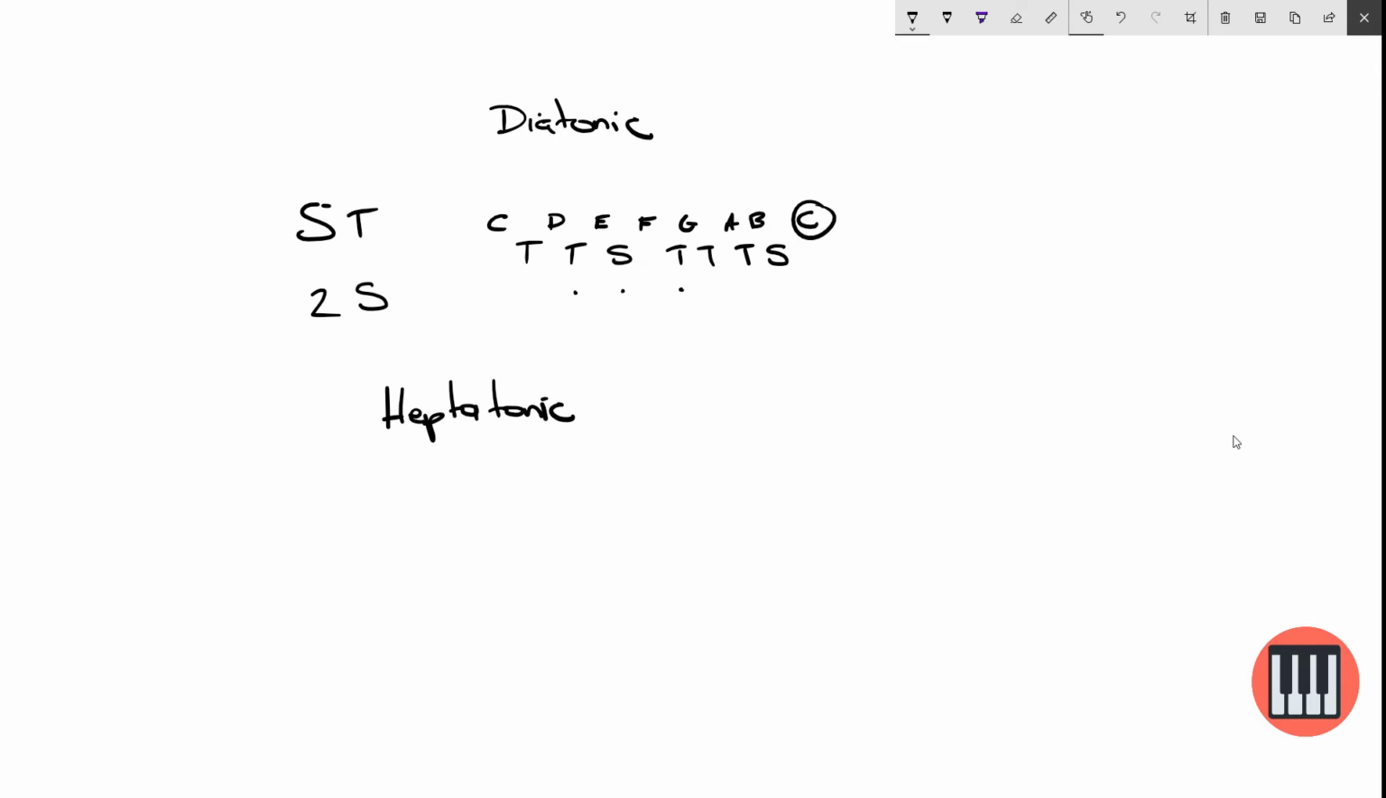So the major scale, the natural minor scale, all of the modes are all diatonic scales. They contain 5 tones and 2 semitones. So to give you an example of one that isn't diatonic, take for example the whole tone scale, where, as the name suggests, all of the intervals between the steps are tones. It is not diatonic because it doesn't contain the 5 tones and the 2 semitones.